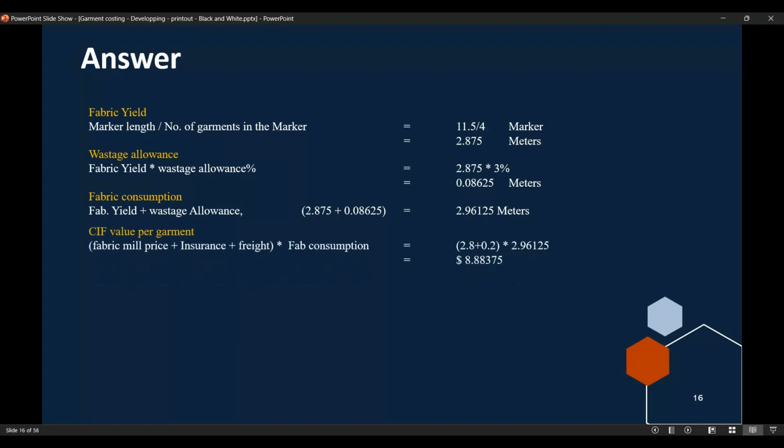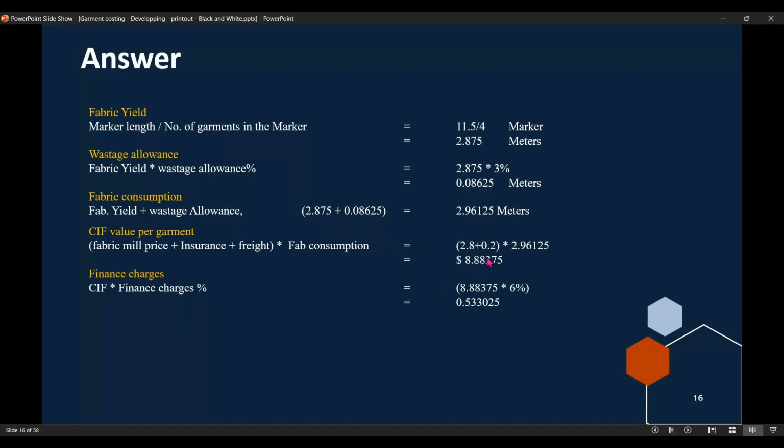Based on this required fabric yardage, we can calculate the rest of the cost calculation. What will be the CIF value? CIF, cost insurance freight value of this fabric. This consumption will have to be multiplied by the fabric price plus insurance and freight. The fabric price is 2.8, insurance and freight $0.2, into the fabric required yardage. It will be $8.88375.